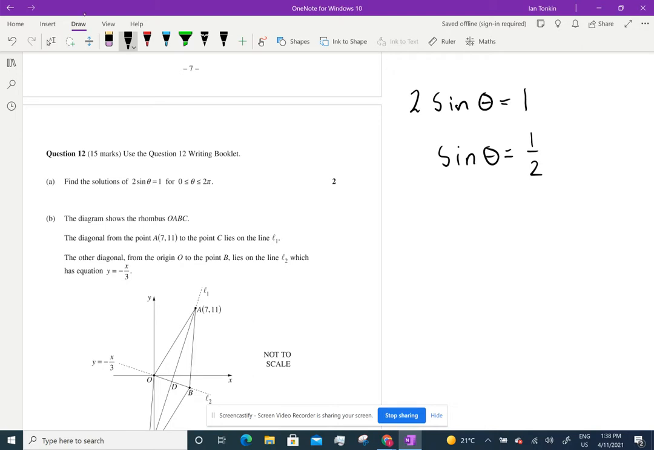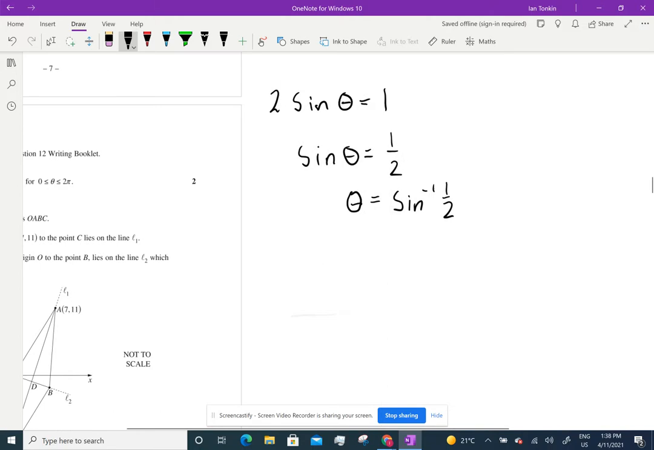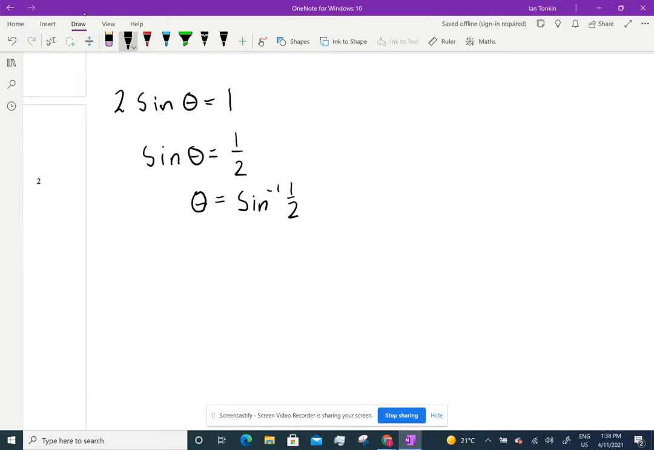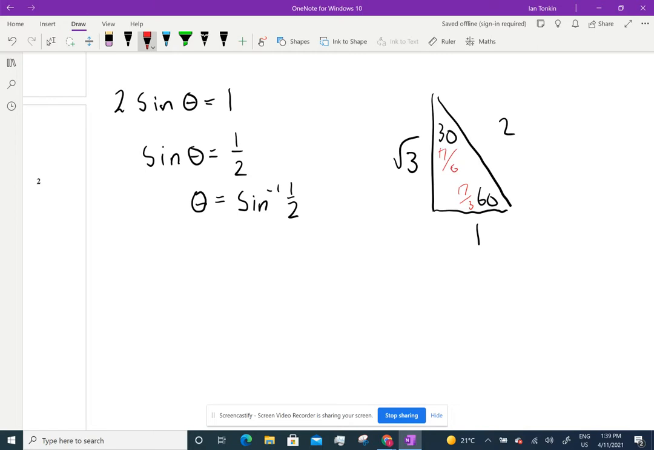Now, you can go to your calculator and get this out, but you can also use the triangles that are on the formula sheet. We need to find the angle that's going to give us a half. On your formula sheet, you'll see a triangle that may look like this. It might be a different orientation. It'll have 1, 2, root 3, and it'll have 60 here, and 30 here. What you need to remember is that this is pi on 3, and this is pi on 6. You need to make sure you know that.